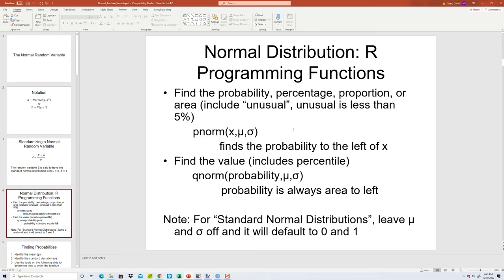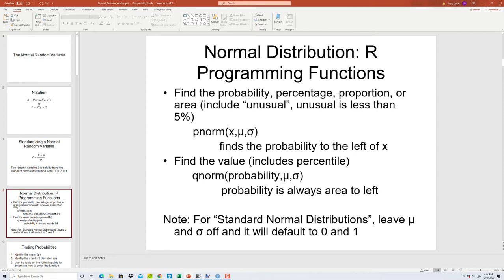Here's how we're going to be plugging into the R programming language. If it asks you to find a probability, percentage, proportion, or area, all those mean the same in terms of which function to use. Also, if it asks you something about unusual, is this unusual? Then they're asking you about whether it's less than 5% for the probability. So if it asks for any of those, you use pnorm, and then x, comma, mu, comma, sigma. Now, the x will be given to you. And what this is going to do is find the probability to the left of x.